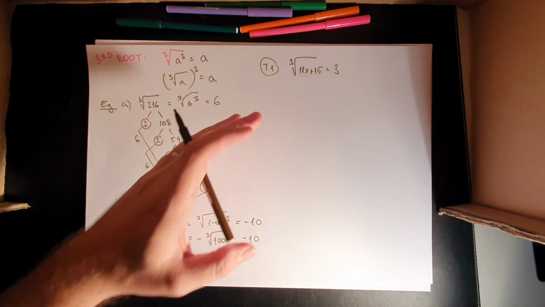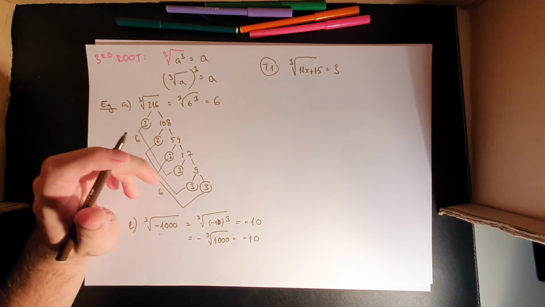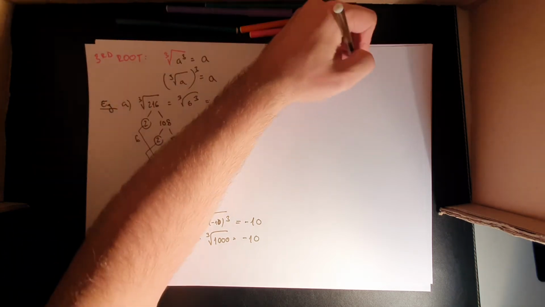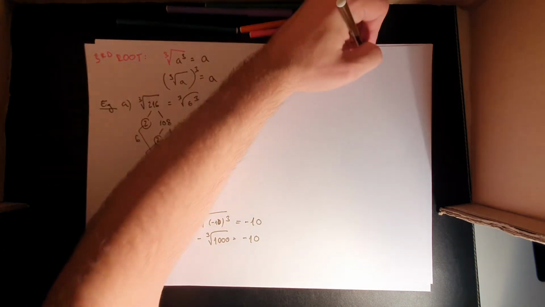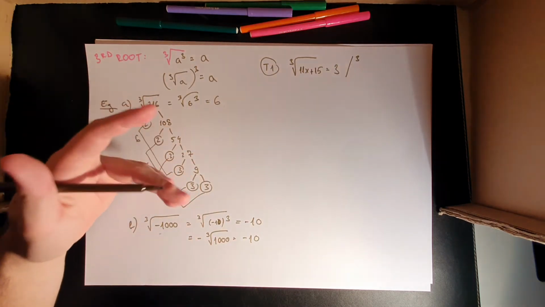In this case, we can immediately go with a similar method to what we did with the second root irrational equations: we isolate one of the roots, in this case the third root of 11x plus 15, and we can immediately use the opposite operation. I'm going to use everything to the power of 3, or everything cubed.